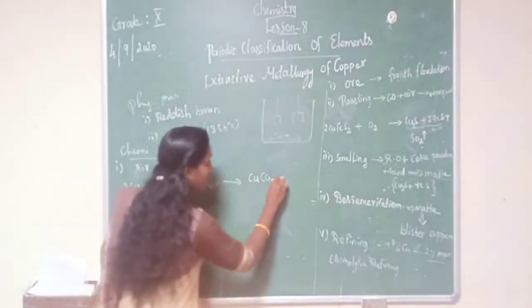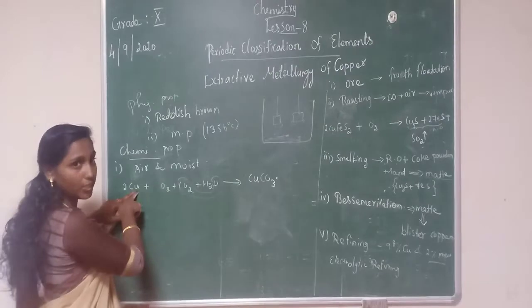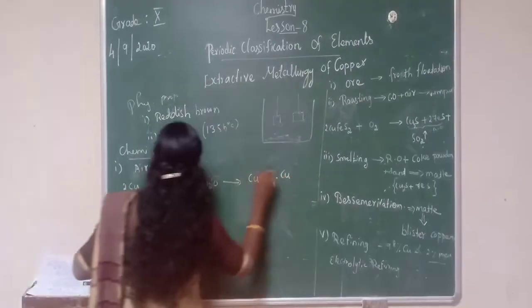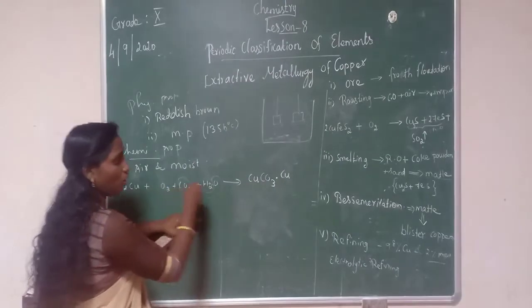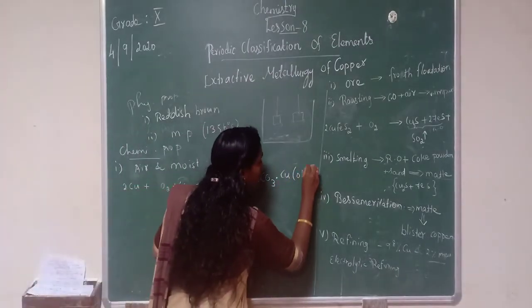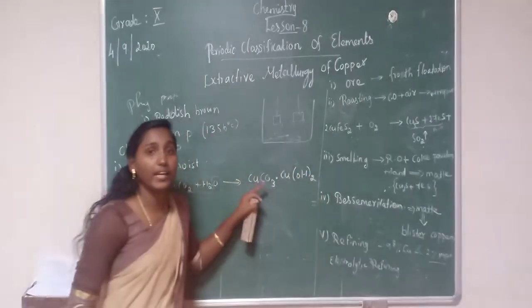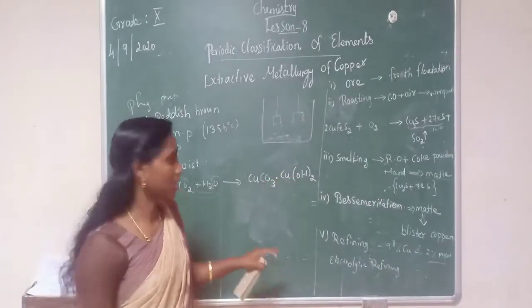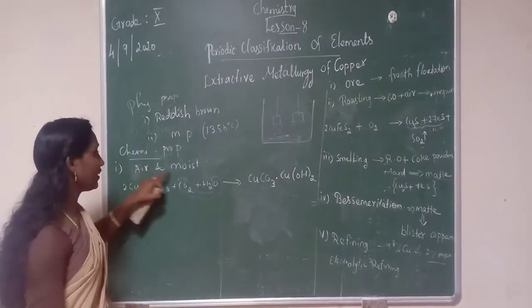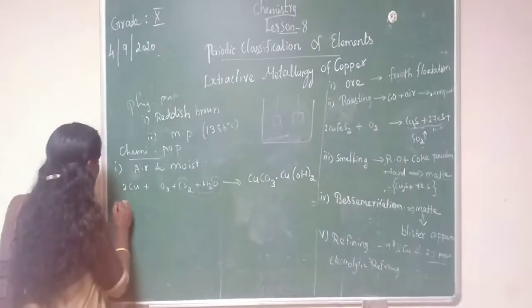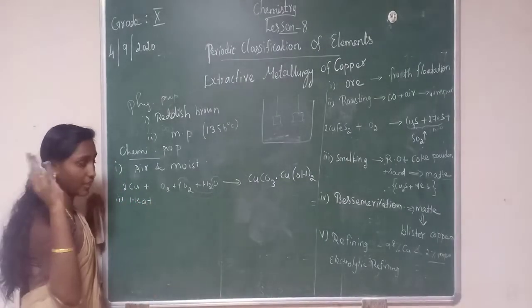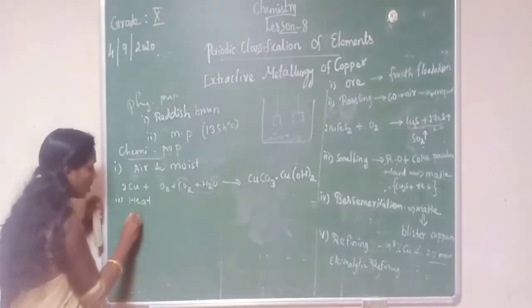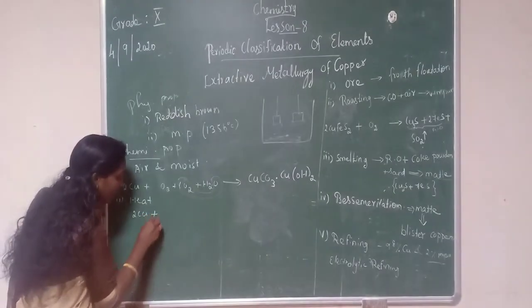Copper carbonate, then again one more Cu is there. So Cu, then 2 hydrogen, 2 oxygen, OH twice. This is green layered copper carbonate. This is the reaction with air and moisture. Then the second reaction, reaction with the heat. Here 2 steps are there.